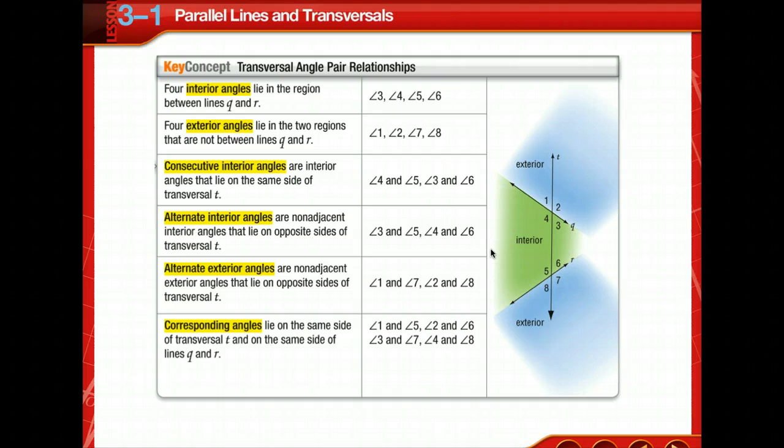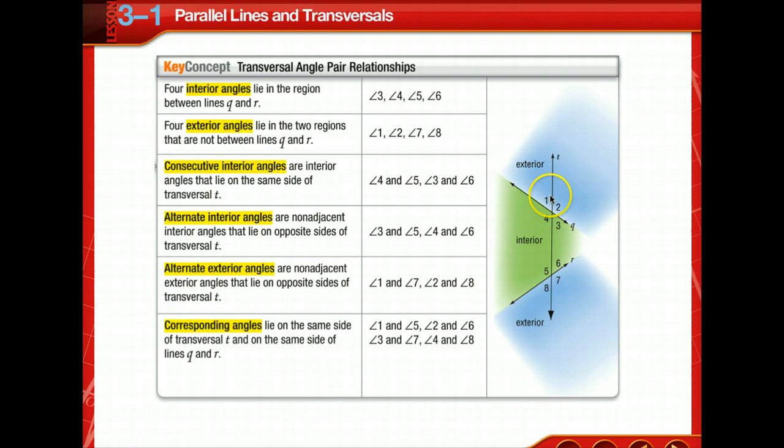Okay, now for a new key concept, we're going to discuss transversal angle pair relationships. A line that intersects two or more coplanar lines at two different points is called a transversal. So whenever we're looking at a figure like this, the first thing we need to do is, whatever angles they're talking about, we need to find out which one is the transversal. Notice this blue area is exterior. It's outside of Q and R. Between Q and R, that's called the interior. Okay, and then we have outside of R is another exterior.